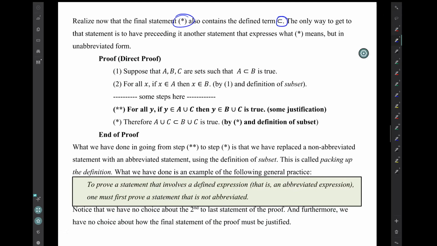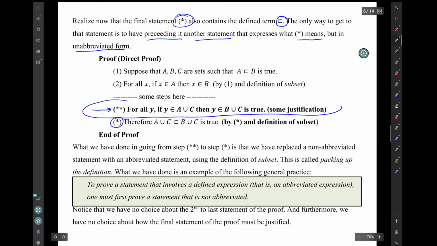The only way to get to that statement is to have preceding it another statement that expresses what that asterisk statement means, but in unabbreviated form. That is, we have to precede statement asterisk with this statement. Now we don't know what its number is going to be either. It's going to be the second to last statement of the proof. And realize that what we've done here is we've taken this abbreviated symbol and we have written what it really means in unabbreviated form.